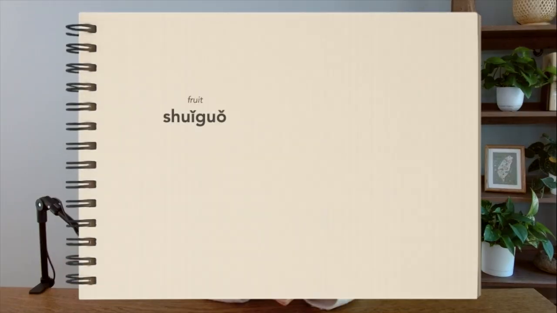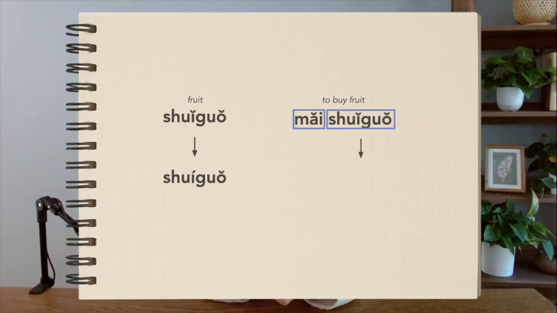We change the first one to a second tone, 水果. Now let's add a word in front, to buy fruits. First, group the syllables into 2 words, to buy plus fruit. The fruit will be changed into 水果. Now there are no back-to-back third tones, so we say 买水果.